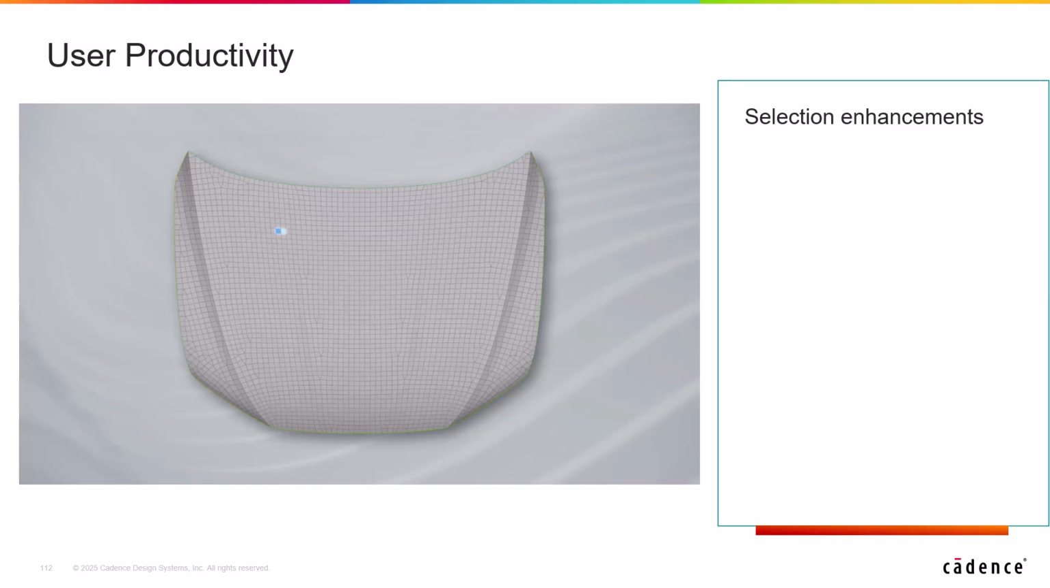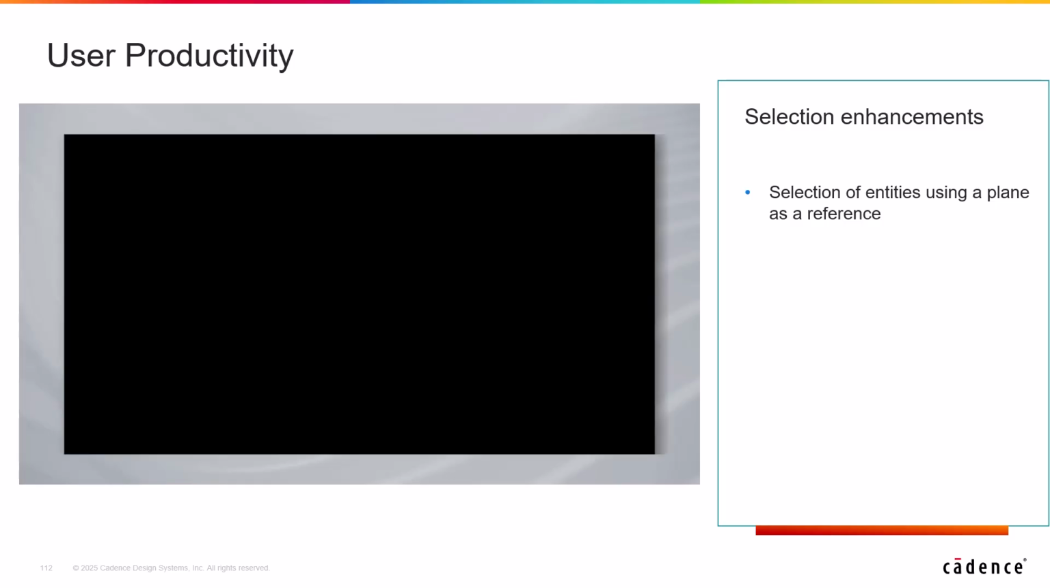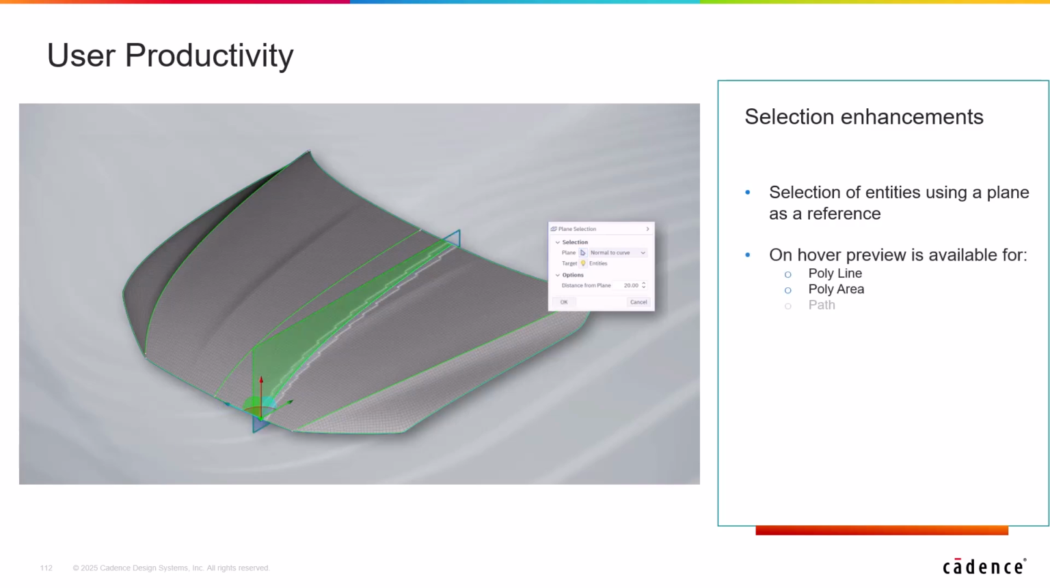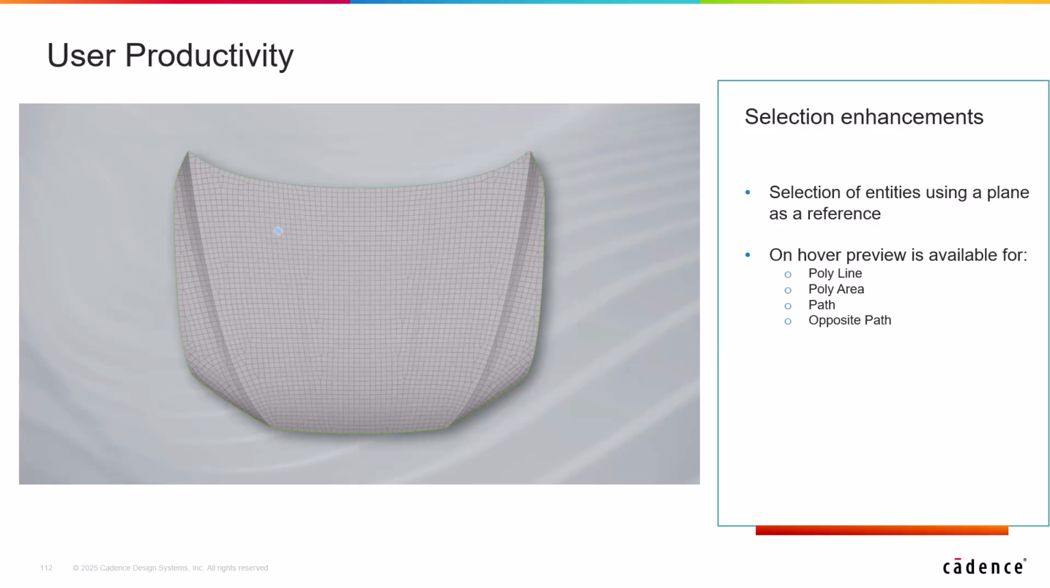Several selection enhancements have been introduced to make selecting entities easier and more intuitive, along with improved hover previews. From the selection toolbar, the new plane selection feature allows you to select entities using a reference plane. Simply define the plane and adjust the distance over which the selection should extend. Additionally, a hover preview is now available for polyline, polyarea, path, opposite path selection, giving you a clear visual indication of which entities will be selected before you confirm the action.